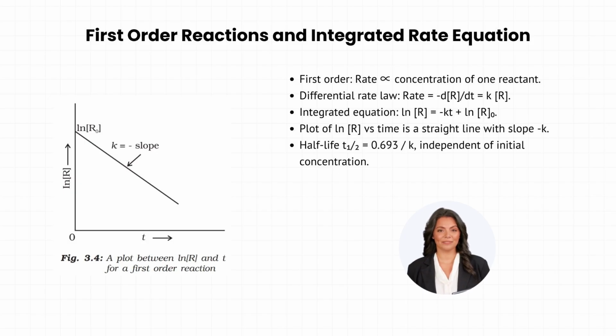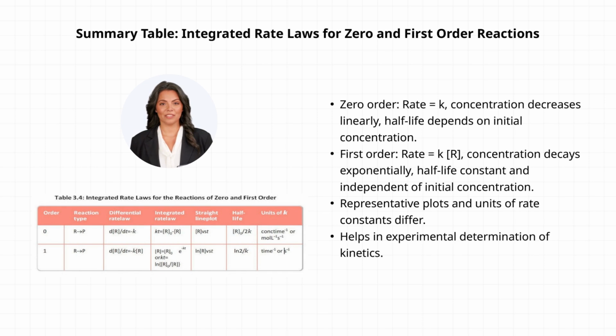Pause for 20 seconds. Let's wrap up our deep dive into reaction kinetics with this summary table, Table 3.4, which compares zero and first-order reactions. Zero-order reactions have a constant rate independent of concentration. Their reactant concentration decreases linearly with time, and half-life depends on how much you start with. First-order reactions depend linearly on reactant concentration. Reactant decays exponentially and has a constant half-life independent of starting amount.